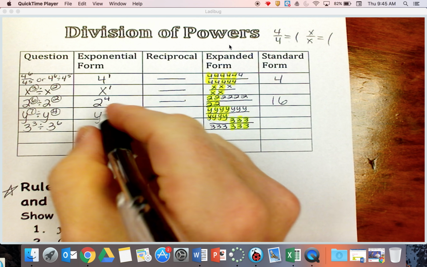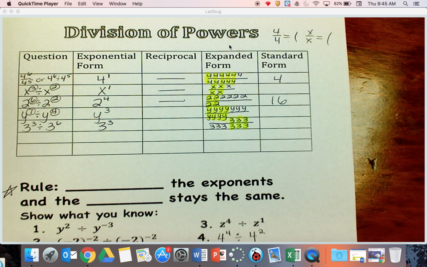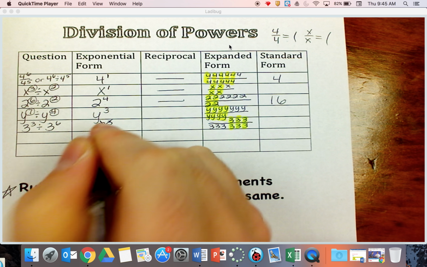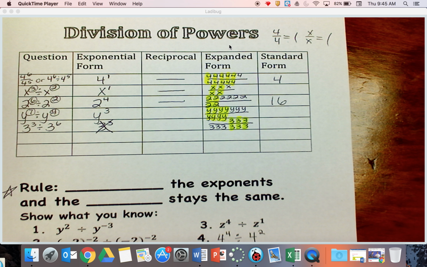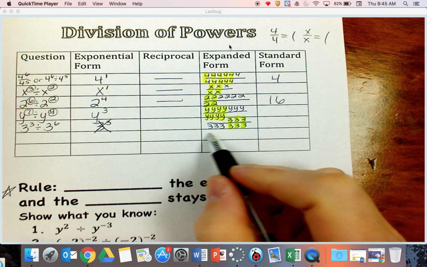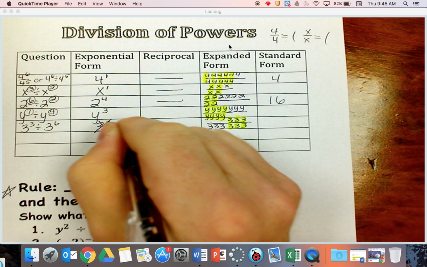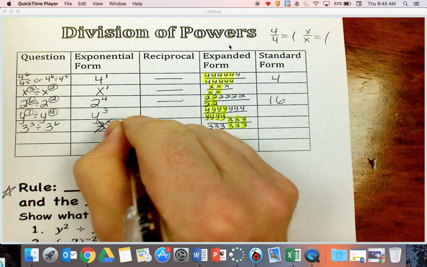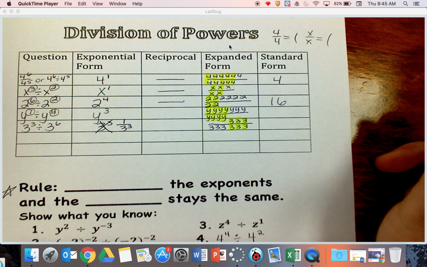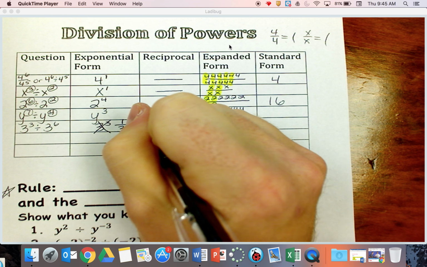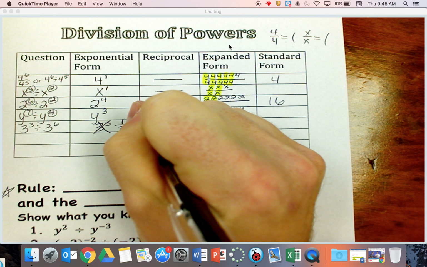But my answer is not 3 to the 3rd power. It's not 3 to the 3rd power, because remember, this is in the denominator. So it's going to be 1 over 3 to the 3rd power, because remember, that's the same as saying 3 to the negative 3rd power.